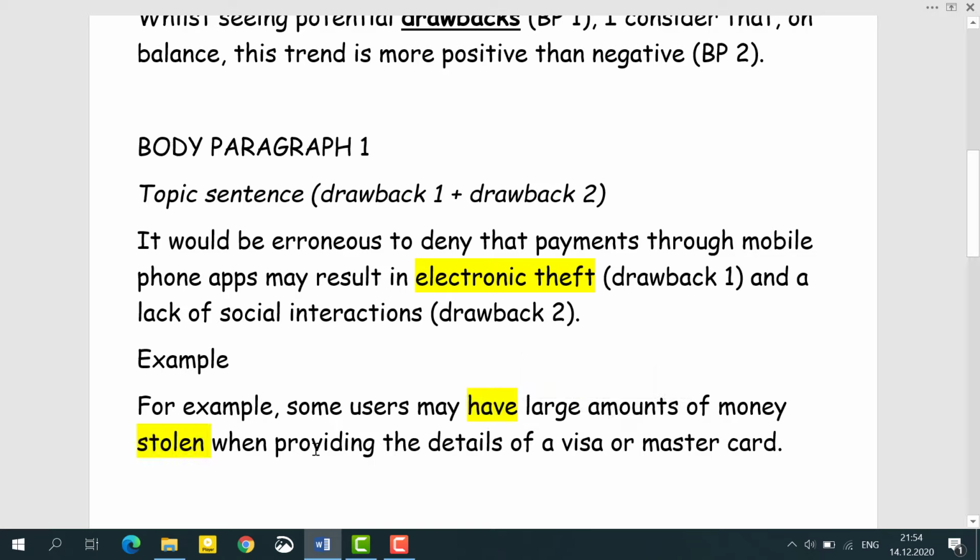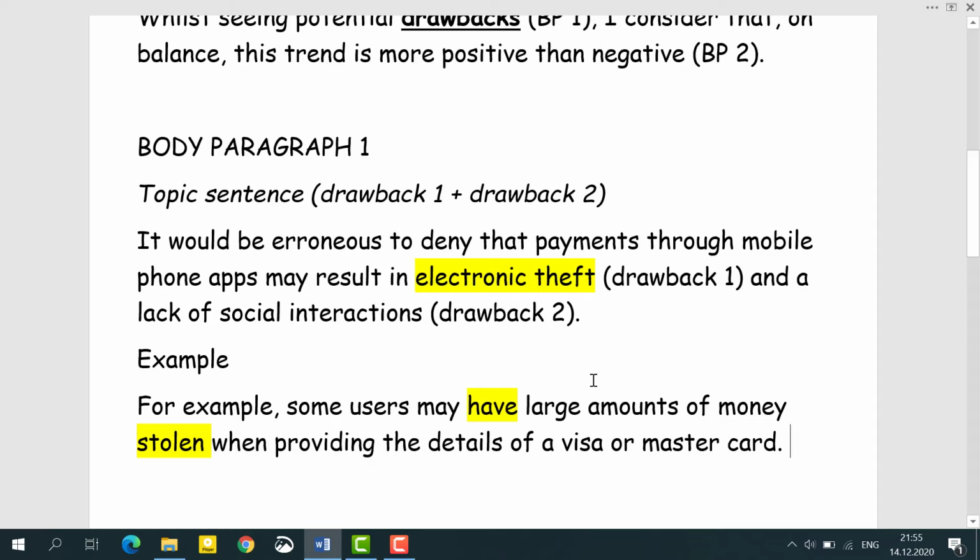Okay, so when plus ing, when providing the details of a Visa or MasterCard. Now we want to use the indefinite article here. Why? Because we're talking about one card and you don't want to write a Visa or a MasterCard. Just use it only once. Okay, next, instead of writing much money, it's better to write large amounts of money.